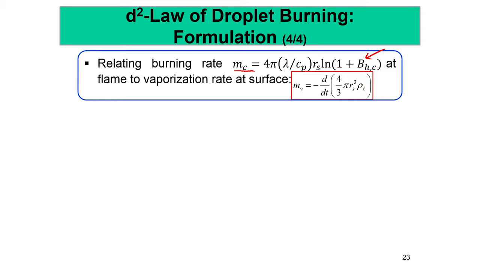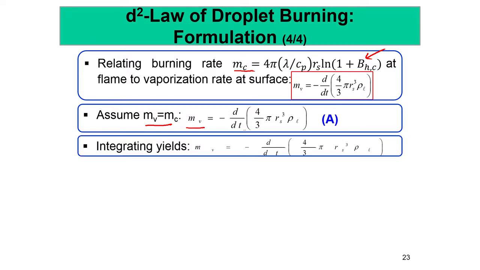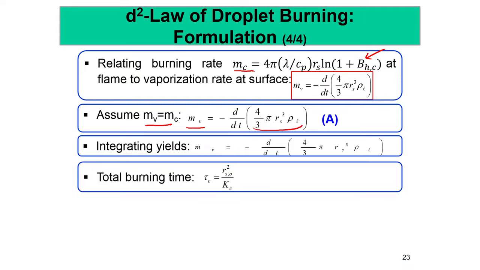So, essentially the droplet once again is shrinking because it is losing mass through the liquid to vapor phase change, and then this vapor goes on to meet the oxidizer and burns. Once again, we set mv equal to mc. It is not an assumption, it is a setting. And mv is given by minus d/dt of 4/3 pi r cubed rho L, that is the rate of change of the mass of the droplet, which is a liquid.